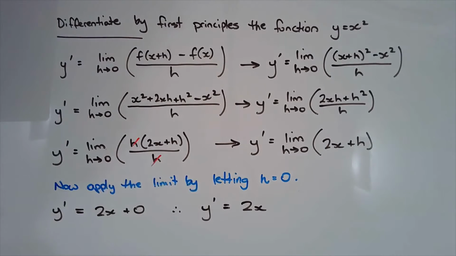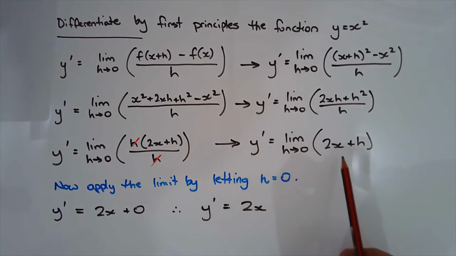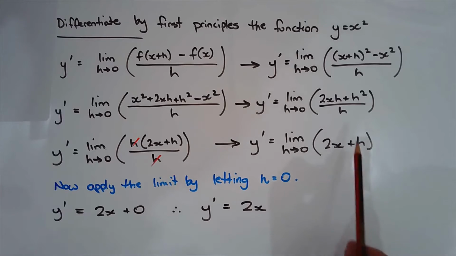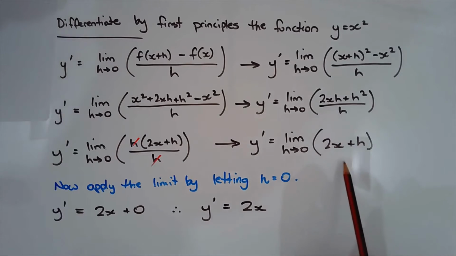And we end up with y dash is equal to the limit as h approaches 0 of 2x plus h. Now that the denominator of h has disappeared and effectively become a 1, we can apply the limit by letting h equal 0. So y dash is equal to 2x plus 0, so that's where our h was, and it's been replaced now with h equals 0, so, well, 0 we don't have to show. Therefore, y dash is equal to 2x.